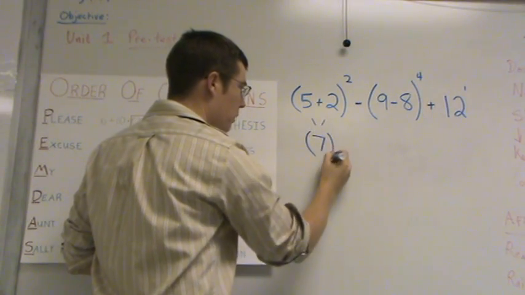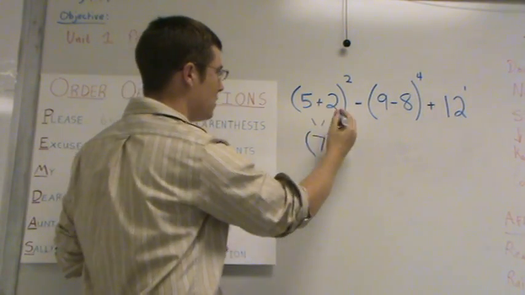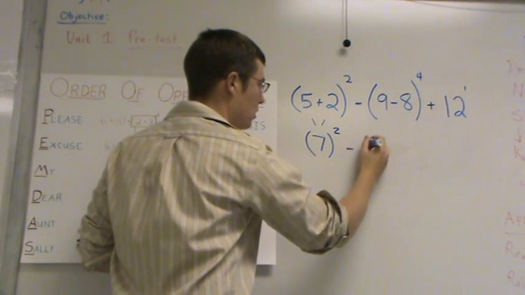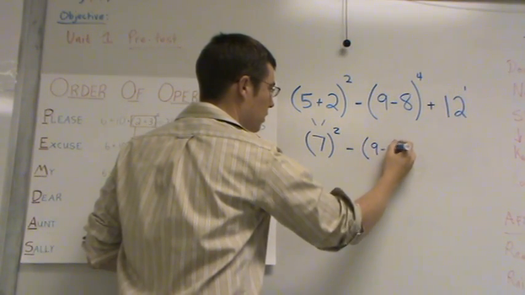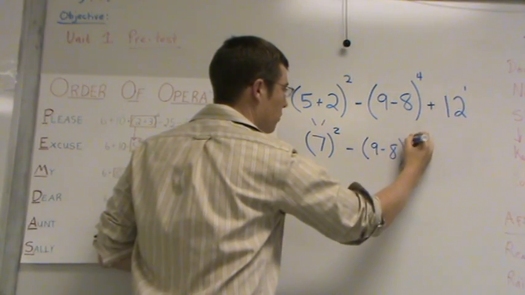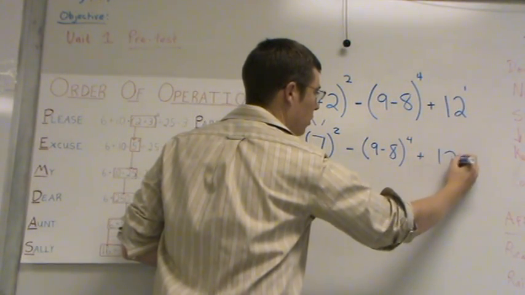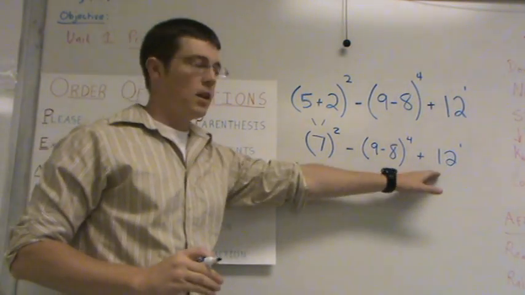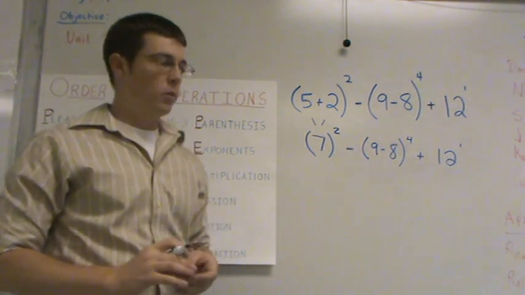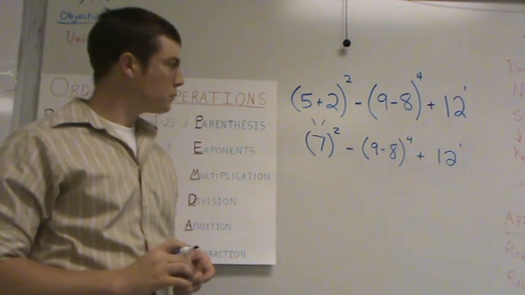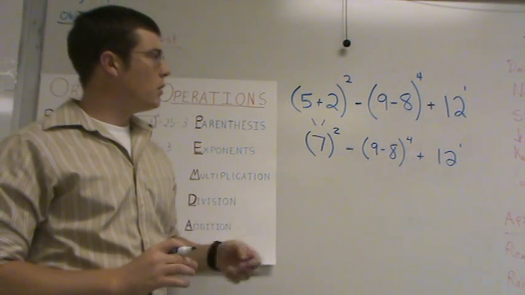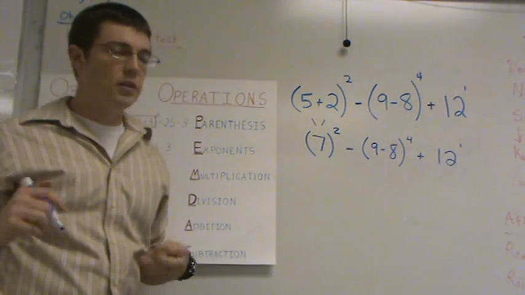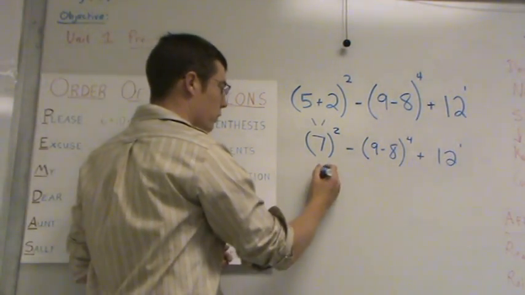Our parentheses will remain because what's inside has to be squared. So we have the 7 squared, subtraction, 9 minus 8 to the power of 4 plus 12 to the power of 1. It seems like a lot of work to rewrite everything every time, but it really helps us out whenever we come to our final answer. All right, our next step is going to be the next set of parentheses. We're going from left to right. We have to do the parentheses first. So let's just rewrite the whole problem.